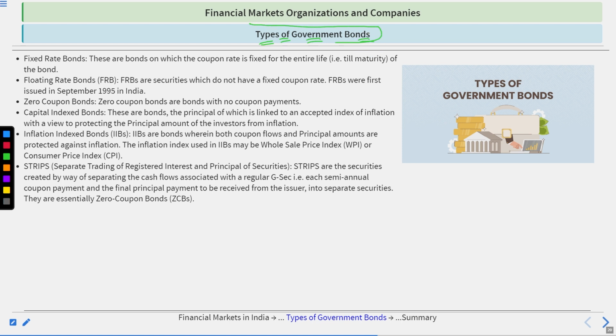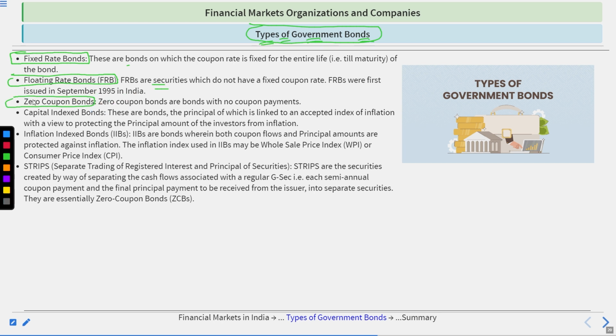Then we have the types of government bonds. Basically, the first type is the fixed rate bonds. These are bonds on which the coupon rate is fixed for the entire life, which means till the maturity of the bond. Floating rate bonds or FRBs, securities which do not have a fixed coupon rate, were first issued in September 1995 in India.